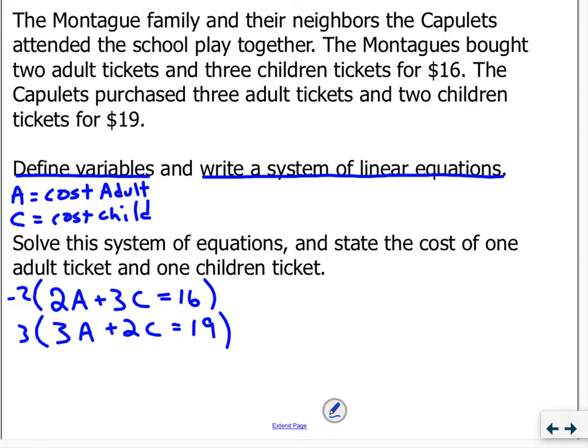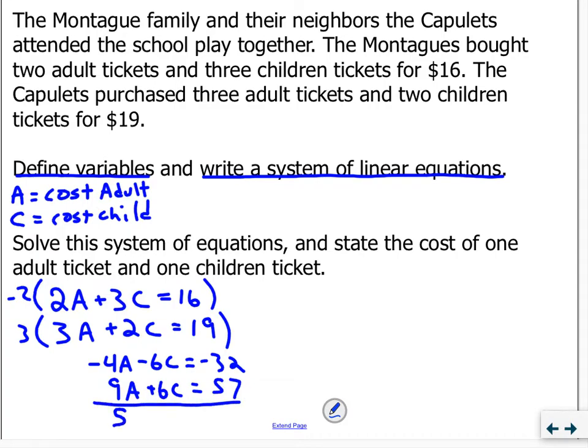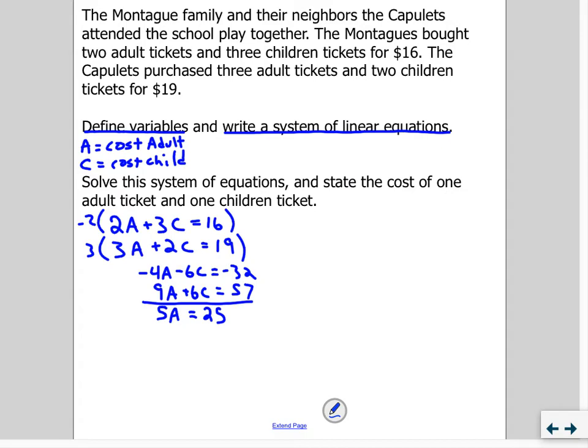When I do that, I'm going to get -4a and -6c equals -32. And I'm going to get 9a plus 6c equals 57. Great, it's just what I wanted to have happen. My variables in the middle, the c variables, cancel out. -4 plus 9 is 5a. 57 subtract 32, or -32 plus 57, is going to equal 25. If I divide both sides by 5, a is equal to 5.